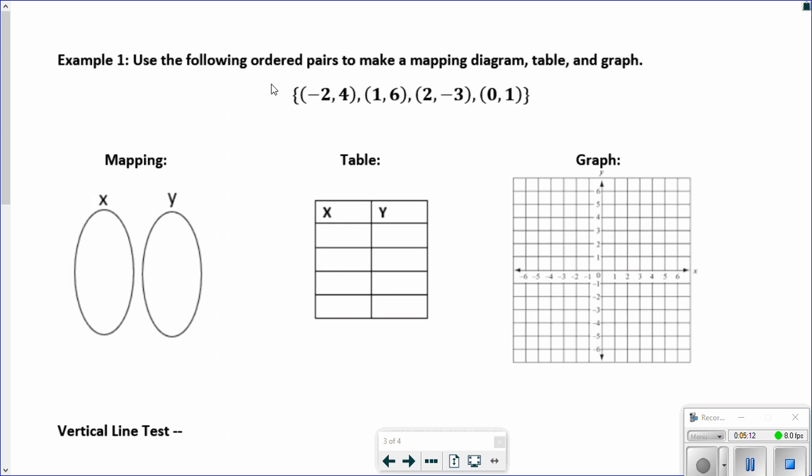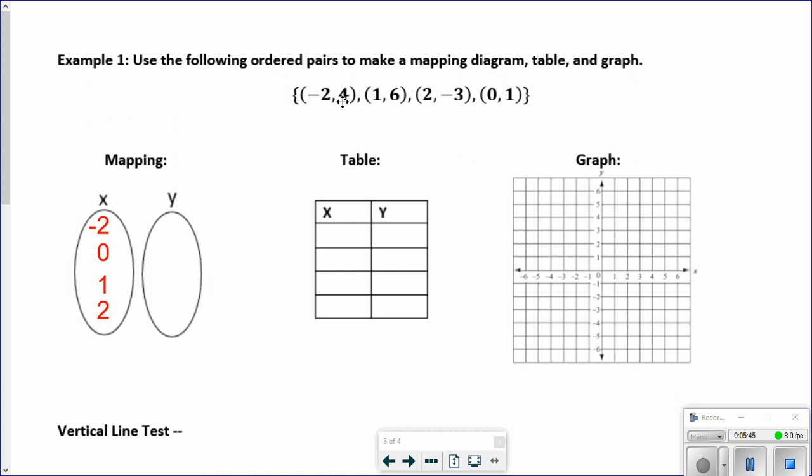Alright, example 1. Use the following ordered pairs to make a mapping diagram, table, and graph. A mapping diagram is basically two little bubbles, and it just holds the values for x and y, and then we use arrows to match them. So here we have -2, 1, 2, and 0 as our x values. So I'm going to go ahead and write them in: -2, 0, 1, and 2. And I just put them in order because it's easier for me to read. They don't have to be, but most of the time you'll see them in order.